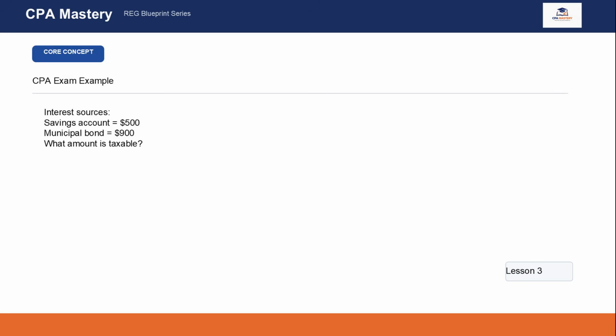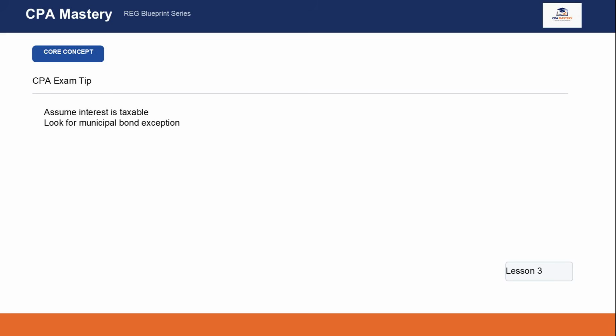The key question is how much of that interest must be included in taxable income. Because savings account interest is taxable, the $500 must be included in gross income. However, municipal bond interest is generally excluded from federal income tax. Therefore, the $900 would not be included in gross income. The correct taxable interest amount would be $500.